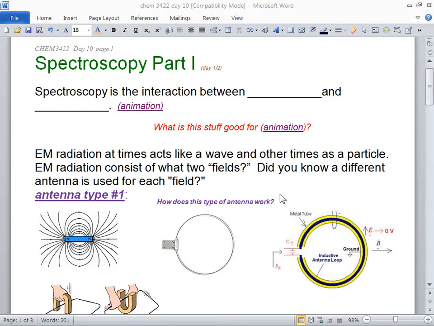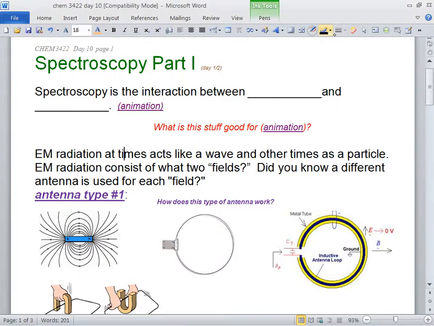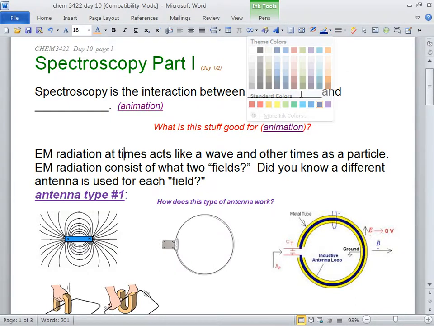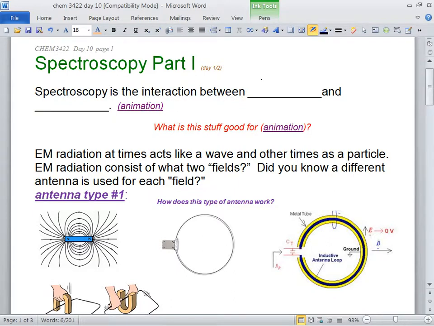So we're into spectroscopy. Spectroscopy is the interaction between blankety and blankety. Robert, you remember? I'm trying to remember if it was light and energy or light. Light is energy, so it can't be, that's redundant saying light and energy. Light and matter? There you go. See what happens when you pay attention in school?